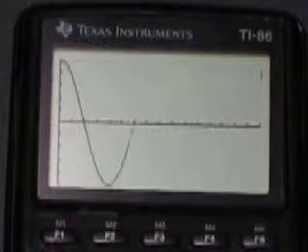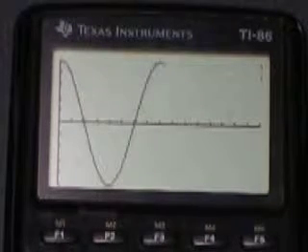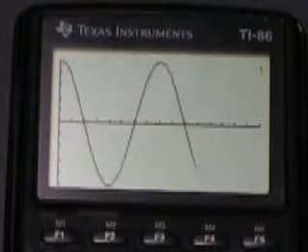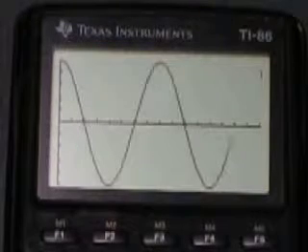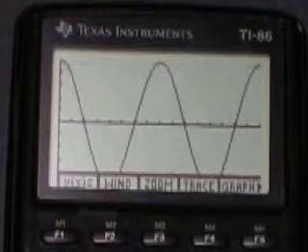And there it is, just like we showed it on the paper. There's 1 cycle at 8 seconds, 12 seconds, and 16 seconds.